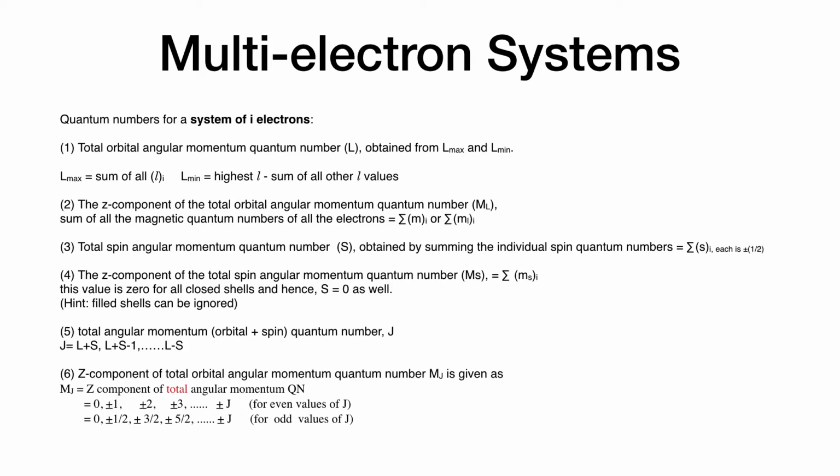And so J is L plus S, and L plus S minus 1, and L plus S minus 2, etc., up to L minus S. All these values of J are allowed.